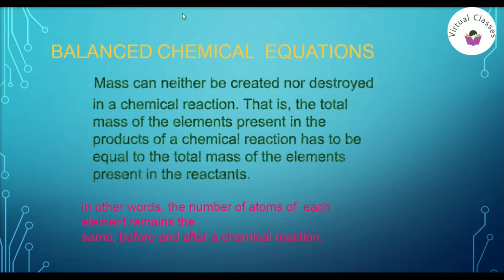Hello guys, this is the second part of chapter 1, Science, Class 10, and the topic is balanced chemical equations. As we have read in Class 9, mass can neither be created nor destroyed in a chemical reaction. That is, the total mass of the elements present in the products of a chemical reaction has to be equal to the total mass of the elements present in the reactants. In other words, the number of atoms of each element remains the same before and after a chemical reaction.